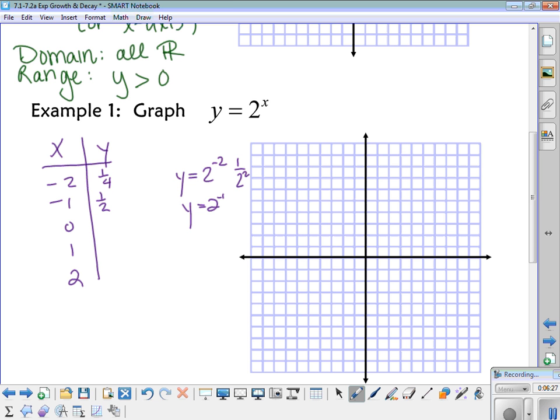Then I have 2 to the 0. Anything to the 0 power is 1. Then I would have 2 to the first, which is 2, and 2 squared, which is 4. So I can use those points then to draw my graph. So when you get to the fractions, you just kind of approximate it as best you can. It's not going to be perfect, but that's okay. Okay, and then we would just draw a curve through those points. And again, it's just approaching 0. It's never going to quite cross it.